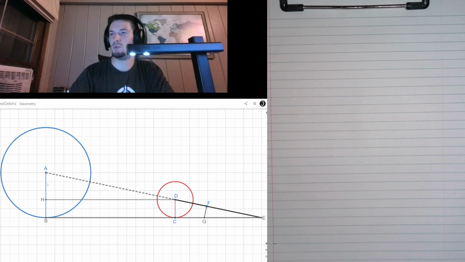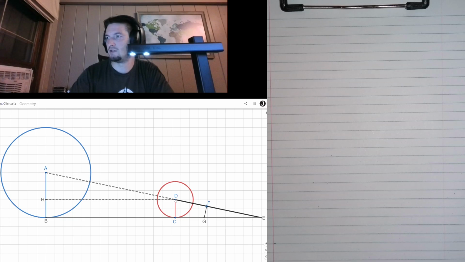So how do we know that ABE is similar to AHD? Well, we know that they're similar because they both have a 90-degree angle, one at H and one at B, and they both share the angle at A. BAE is the same angle as HAD. That means, by angle-angle similarity, that the angle at D is equal to the angle at E. So AHD and ABE are similar triangles.